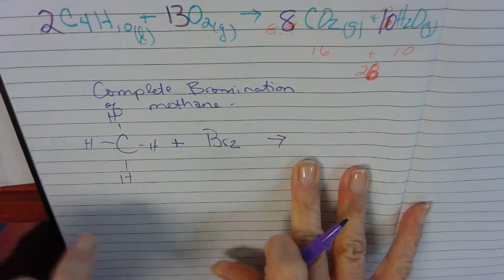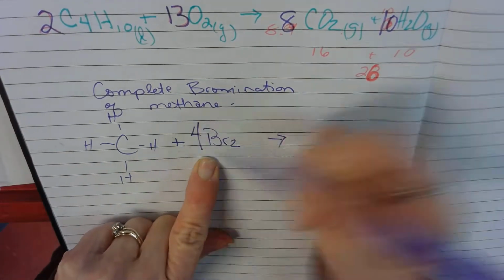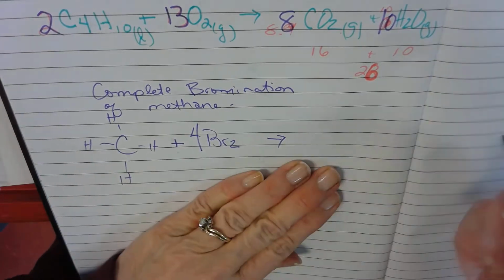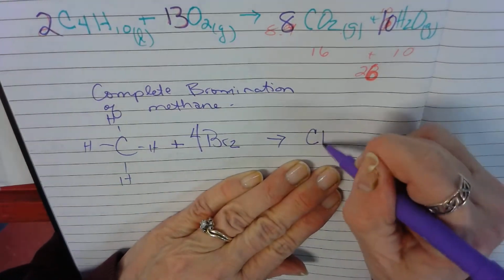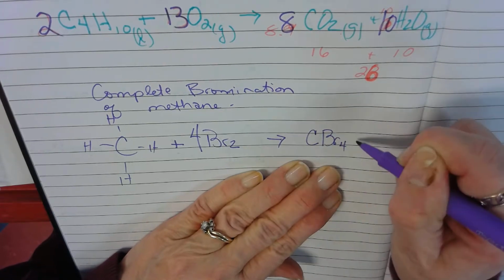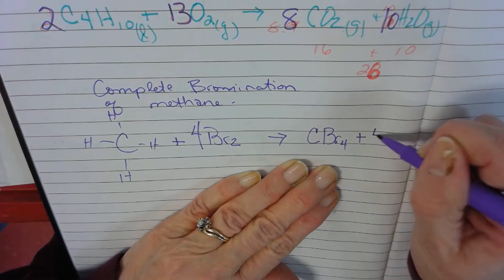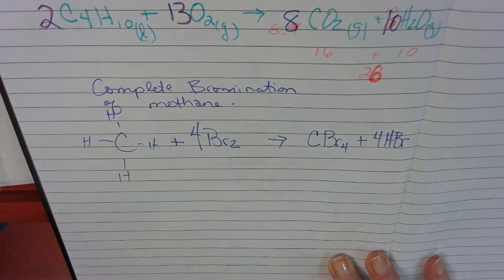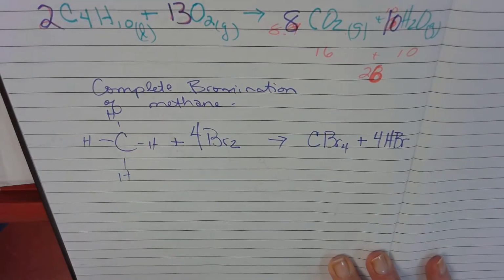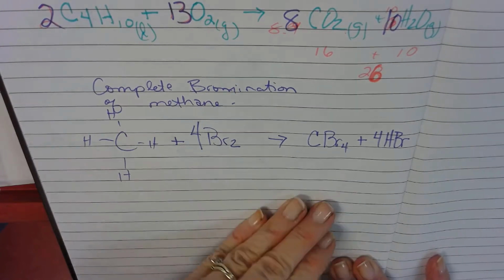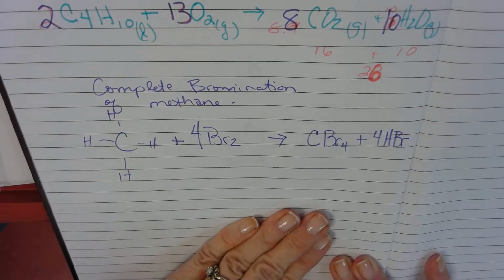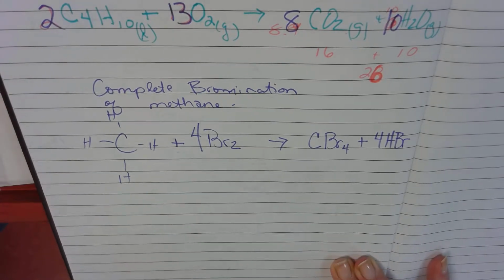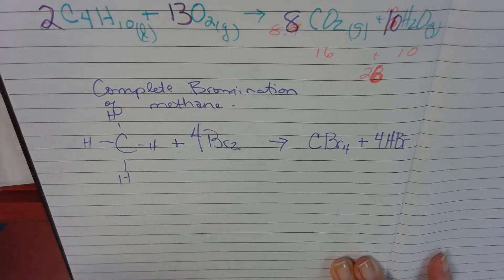Now, you're going to need 4 of these because it's going to go through the iteration 4 times, and you're going to get CBr4 plus 4 hydrobromic acids. Okay? And again, if you do this, I know that you know what you're doing. If you don't do this, I know you don't know what you're doing, so it wouldn't matter if you showed me those steps or not.